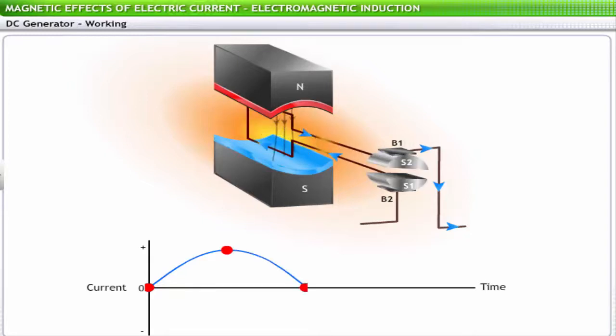When the coil is rotated further, at 180 degrees, the electromotive force becomes zero. At this point, the contact between the commutator and the brushes is reversed. The first brush now comes into contact with the second segment, while the other brush comes into contact with the first segment of the commutator. This keeps the current going in one direction.